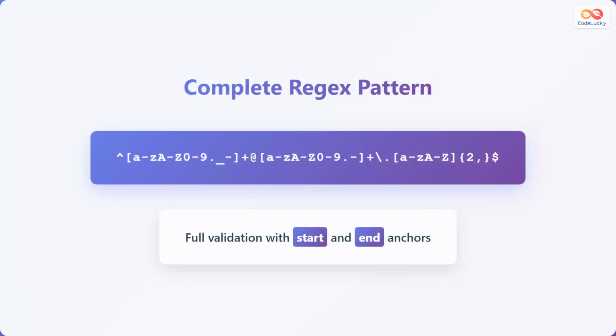Now, let's combine all the pieces to create a complete regular expression pattern for email validation. To ensure that the entire string matches the pattern, we use the start and end anchors. The complete regex pattern is /^[A-Za-z0-9._-]+@[A-Za-z0-9.-]+\.[A-Za-z]{2,}$/. The caret and $ symbols ensure that the pattern matches the entire email address from start to finish.